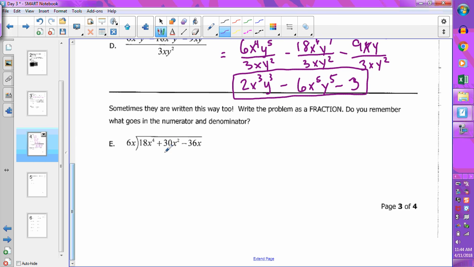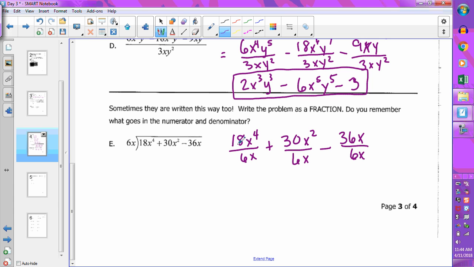So now we're going to go on to the last one here. This looks a little bit different, but it's the same thing as this, and we're going to set it up as such. So we're going to say 18x to the 4th degree over 6x plus 30x to the 2nd degree over 6x and minus 36x over 6x. All right, so let's go ahead and do this work.